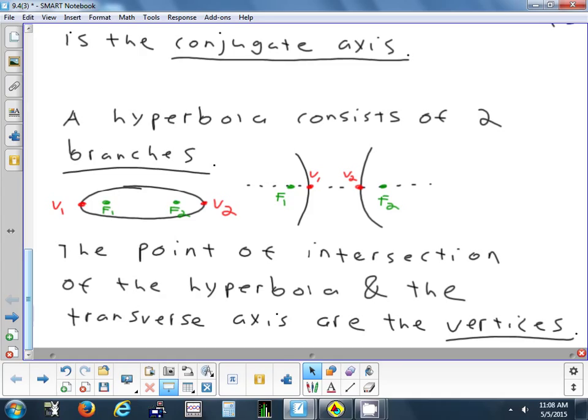Anyone have any questions on kind of the basics of a hyperbola? Any of the definitions I put up or how they compare to an ellipse? Some things are similar, some things are a little different. Okay.